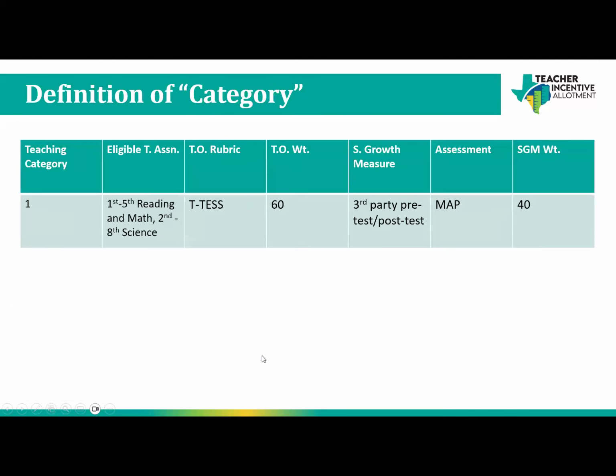It should look like this. They should all be the same because that definition says if they're using the same teacher observation rubric at the same weight, with the same assessment at the same weight, they can be combined. So hopefully that makes sense. We're going to try another one, it's a little bit different.